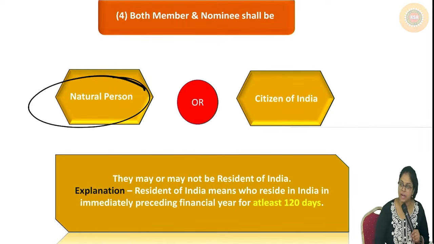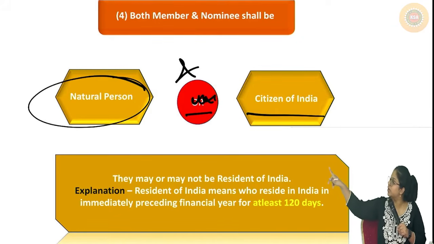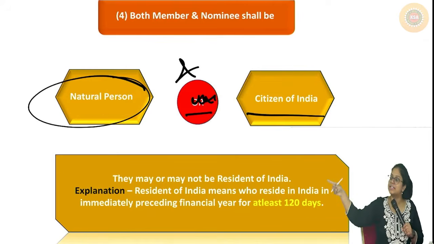The nominee should be a natural person, or he should be, I think, or I'll just check. I think it's "and". I think it should be "and". I think it's a clerical error. Okay. It should be a natural person and a citizen of India.